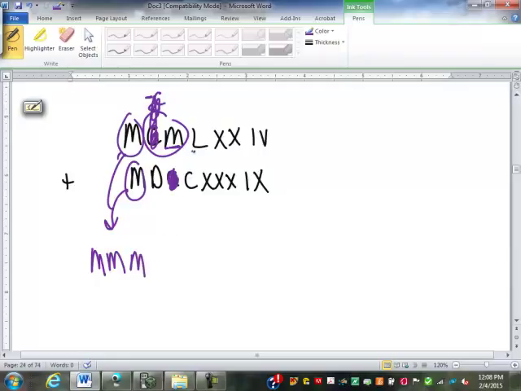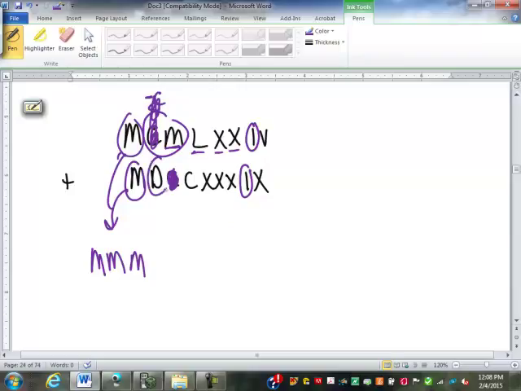L, X, and X, those are all positive. This I is a negative. So I've got to look to see if there's another I I can cancel out somewhere. Down here there's an I, but that I is being taken away from the 10 there, from the X. So those are both negatives. I can't cancel anything out.